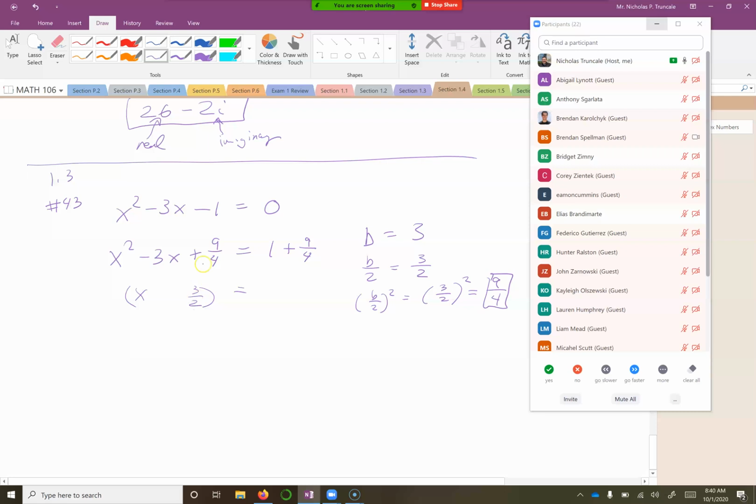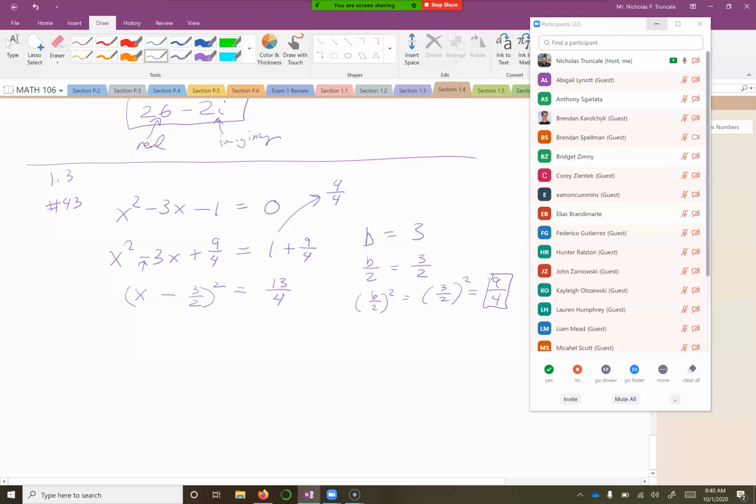All right? And then whatever this sign is, so it happens to be negative, that's what's going to go in here. And then we're squaring it. So there's our perfect square. Now on the right-hand side, you just have to do a little fraction math. So we know 1 is 4 over 4 if we wanted to change it to fourths. So it's 4 over 4 plus 9 over 4, so that gets us 13 over 4.